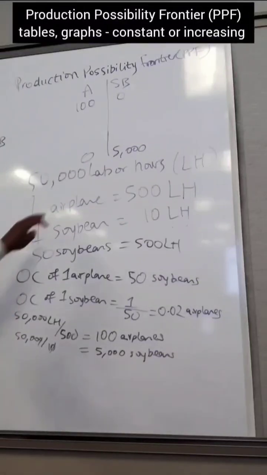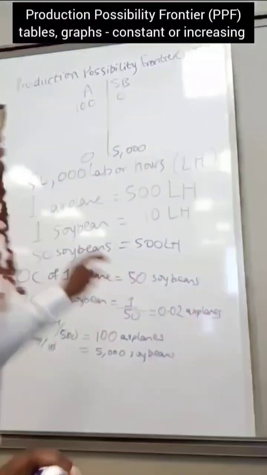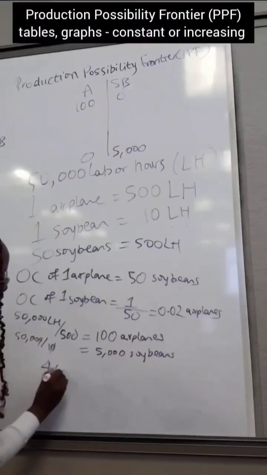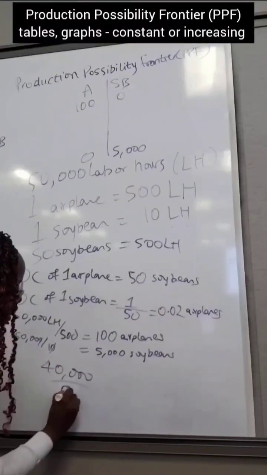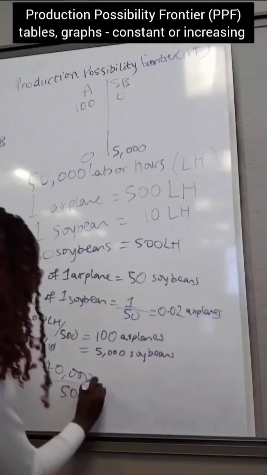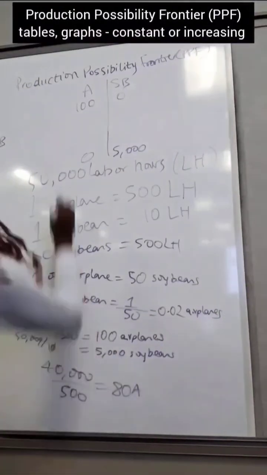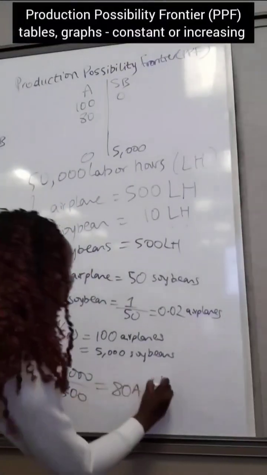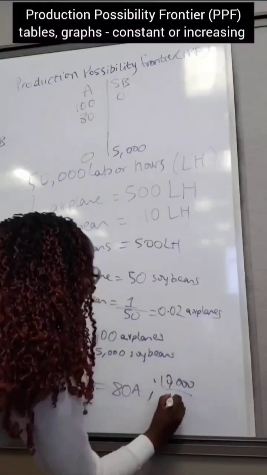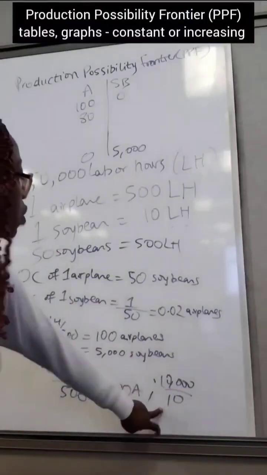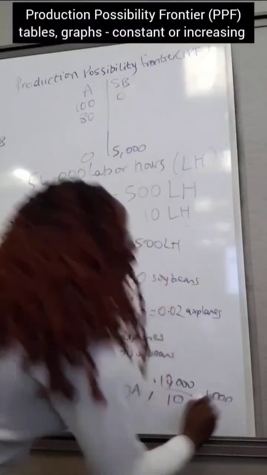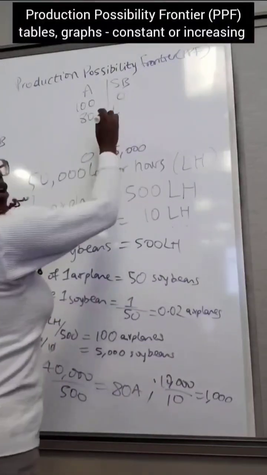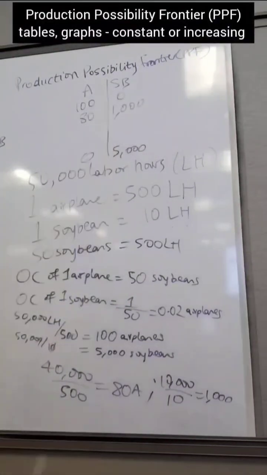So assuming we decide we want to produce a combination of both goods, let's take 40,000 labor hours for airplanes. Remember, it's 500 labor hours per airplane, so that's going to give us 80 airplanes. And what are you left with if you take 40,000 out of 50,000? You're left with 10,000. So 10,000 labor hours at 10 labor hours per soybean is going to give you 1,000 soybeans.